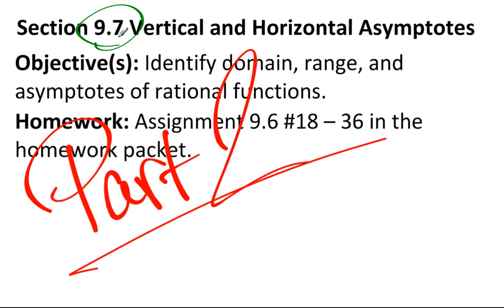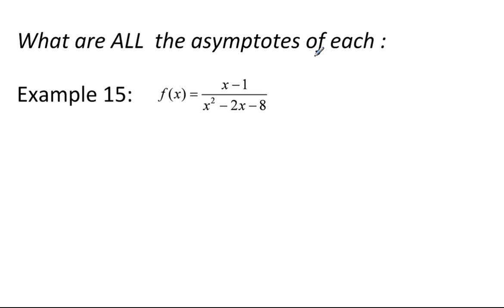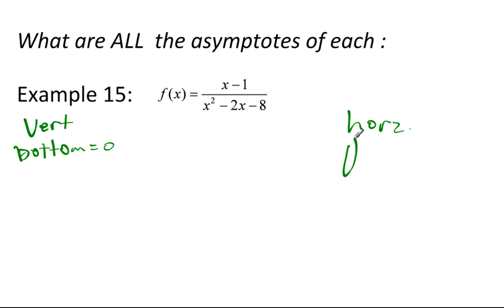Okay, we're back. We're doing 9-7, part 2. This is where we are talking about all of the asymptotes for any of our particular graphs. For our vertical ones, we're looking at the bottom being equal to 0. For the horizontal ones, we're looking at the power thing, and it's either the front coefficients, the front two numbers in front of the x's, or it's y equals 0 because the bottom has the bigger power.